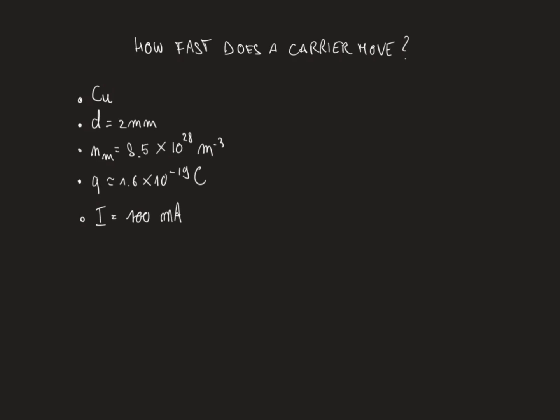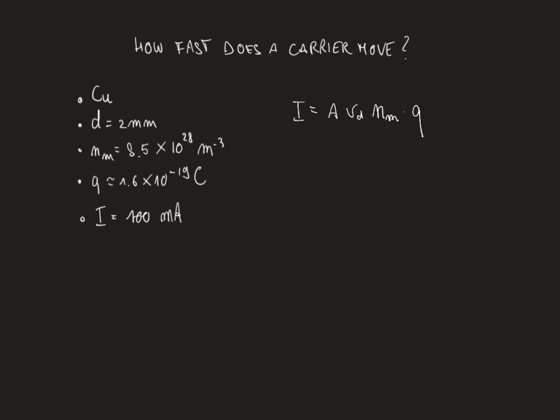100 milliamps is not a small current. It is not a typical current for a low power electronic application, but it's a current that can be found in some electronic circuits. We know from previous results that the current is given by the area of the section of the wire times the drift velocity of carriers under the action of the electric field times the charge carrier concentration times the elementary charge.